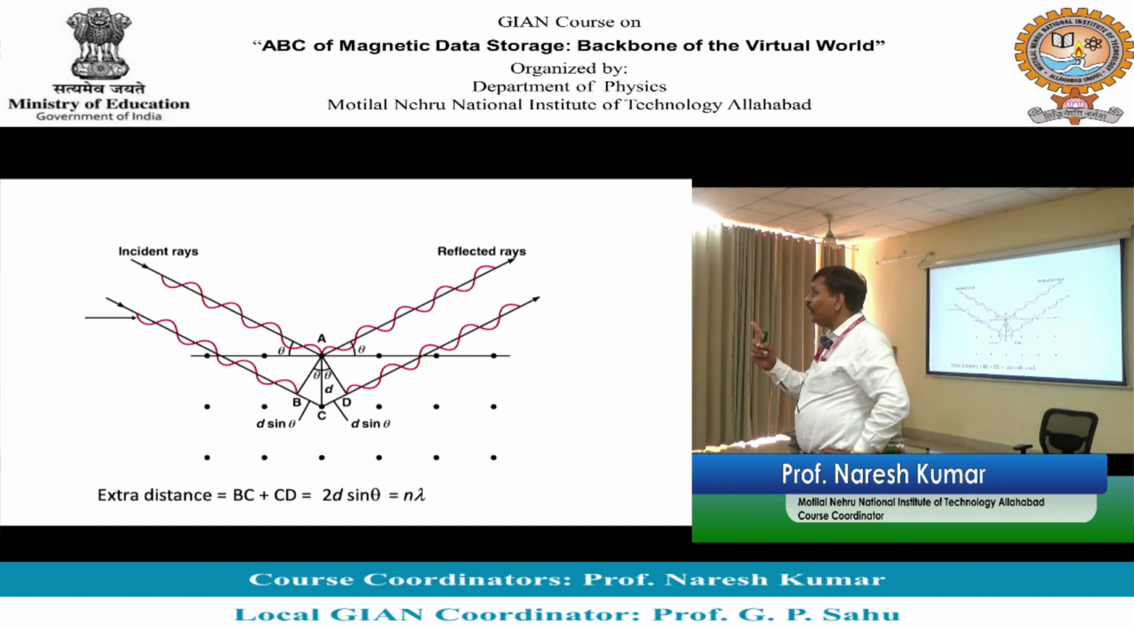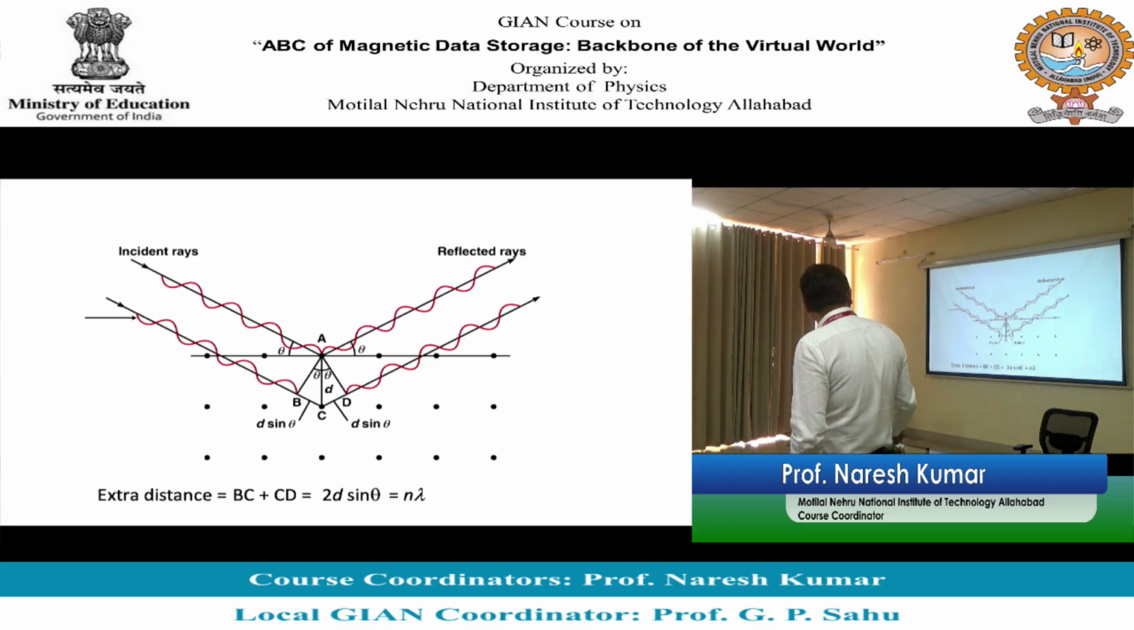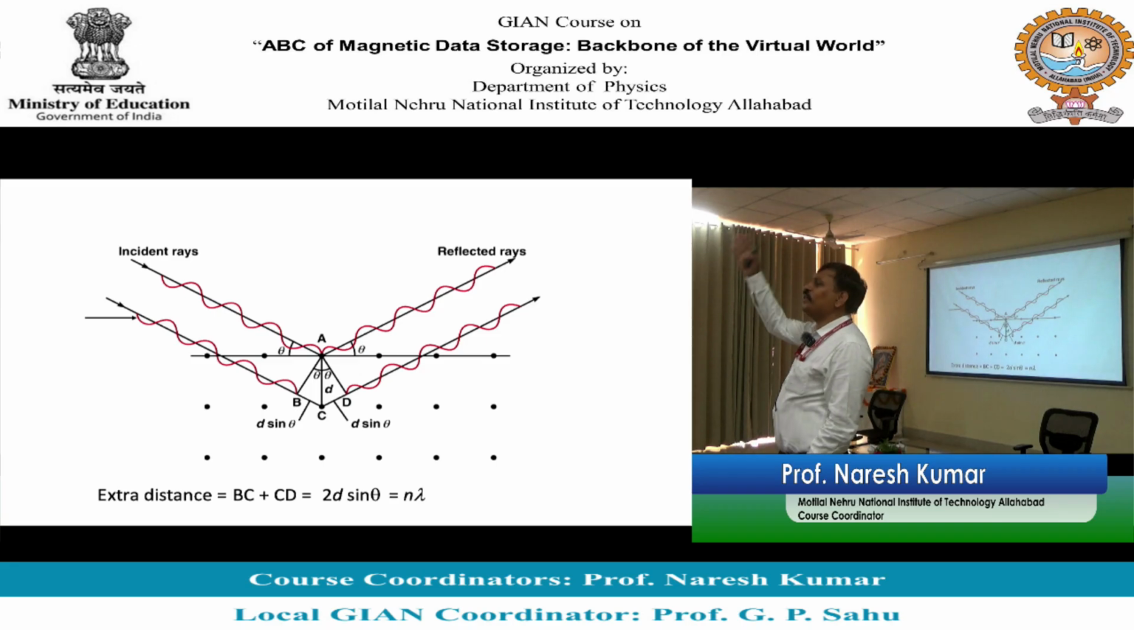Condition of getting principal interference maxima, जहाँ पर intensity बहुत ज़्यादा आ रही थी. So if this condition gets met, कौन सी condition? If this 2d sin theta is equal to an integral multiple of wavelength, wavelength किसका? जो incident light है. I would be getting huge intensities.